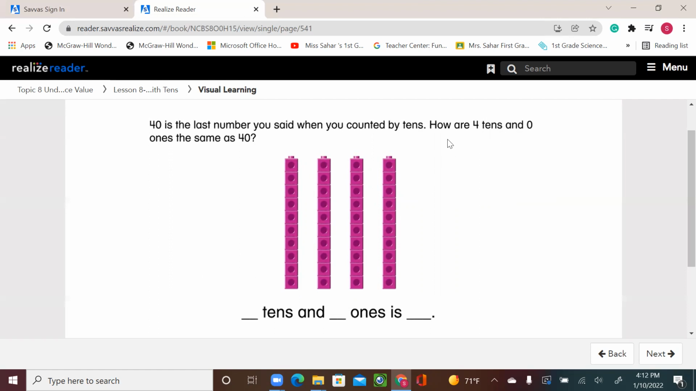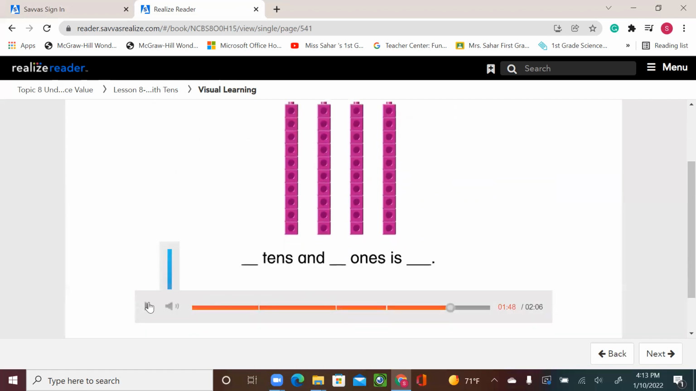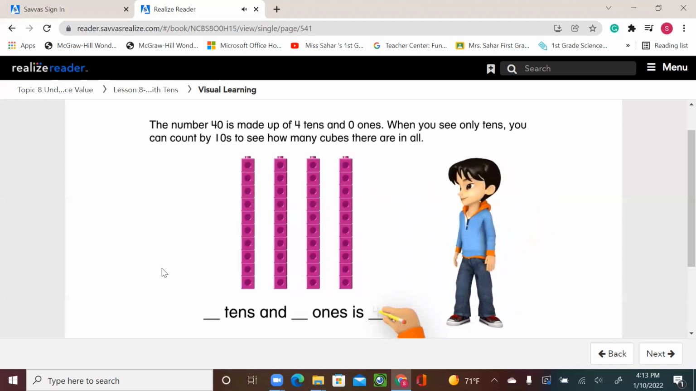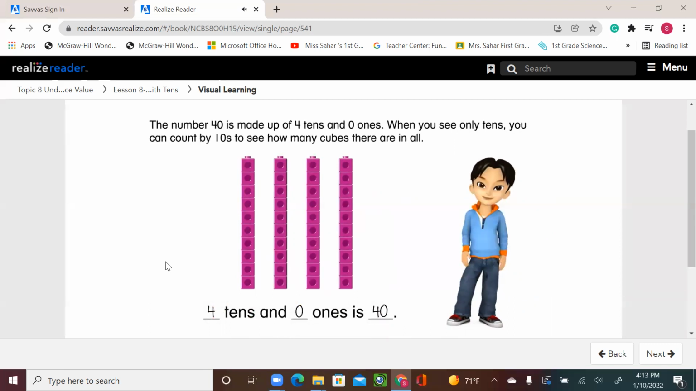4 tens means there's 10 in each group. So that's 1 ten, 2 tens, 3 tens, 4 tens. That's 4 tens. 4 tens equal 40 because I know there's 10 here. So I can say 10, 20, 30, 40. The number 40 is made up of 4 tens and 0 ones. When you see only tens, you can count by tens to see how many cubes there are in all.